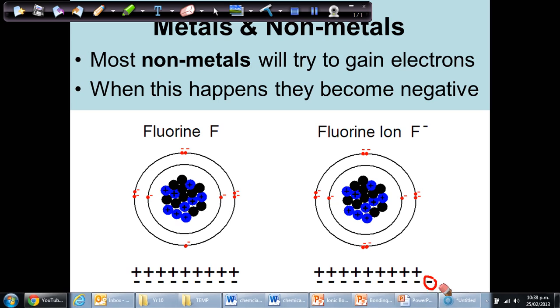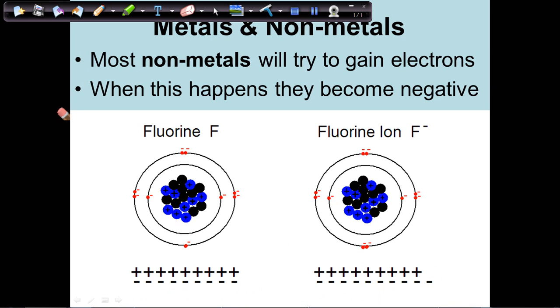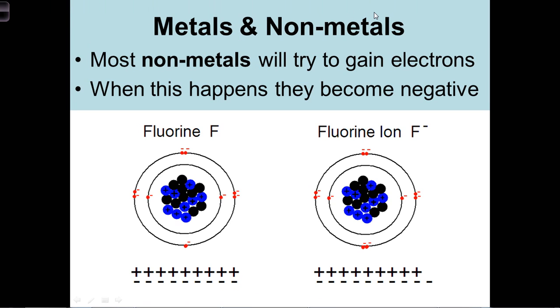Now there's one thing that students often get wrong here, and that's the idea that students often think, hey, if it's gaining an electron, it should be positive. You've got to remember, electrons are negative. Electrons are negative. If I gain negativity, I become more negative. So I gain electrons, I become more negative. Alright? I lose electrons, I become more positive.